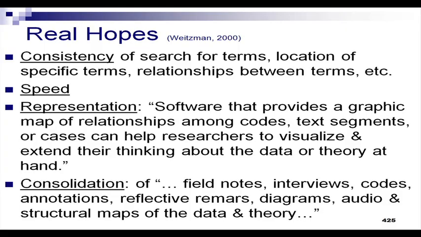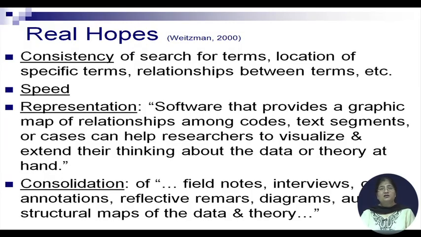Real hopes. Realistically, we can hope the computer gives us a consistent output in terms of search for terms, location of specific terms, relationships between terms, etc. The speed. Computers definitely help us do things faster. Representation. Software that provides a graphic map of relationships among codes, text segments or cases can help researchers to visualize and extend their thinking about the data or theory at hand. Computer helps you draw all these different links.